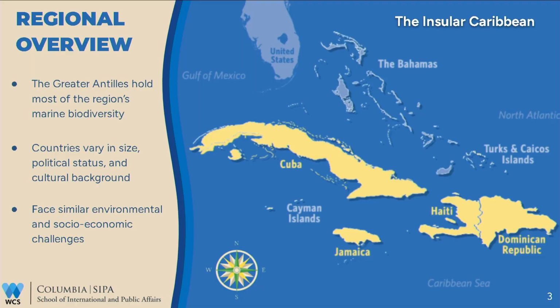So the Insular Caribbean is divided into three groups of islands: the Bahamas, the Greater Antilles, and the Lesser Antilles, which are more like down here. But our project specifically focuses on the Greater Antilles, which is the area you see highlighted in yellow, and includes the countries of Cuba, Jamaica, Haiti, and the Dominican Republic. Together, these countries hold most of the region's marine biodiversity, and although they vary in size, political status, and cultural background, they all face similar environmental challenges.